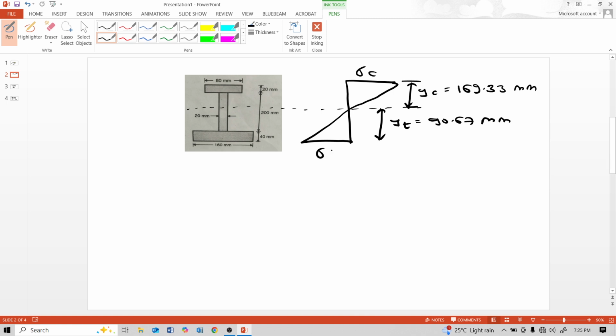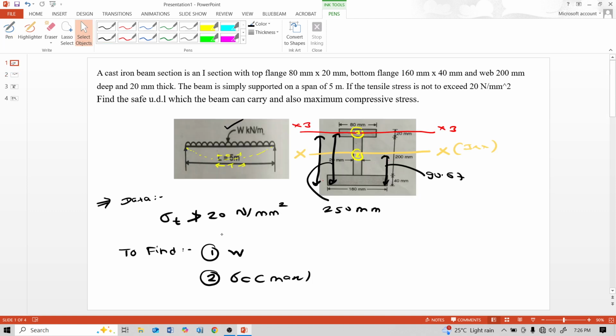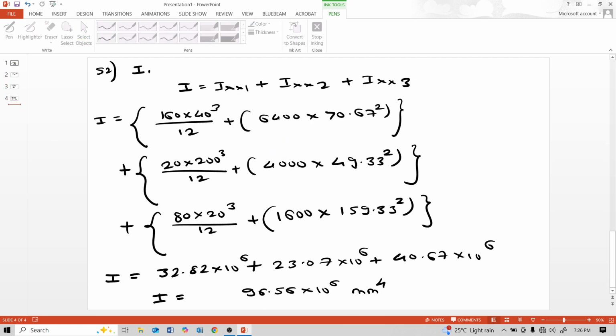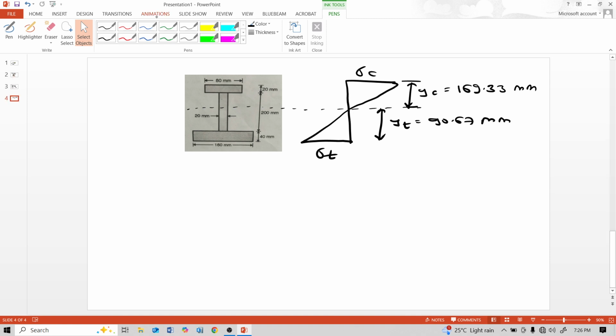Here sigma C and sigma T. We have to find W. For W, use the trace distribution diagram with the help of this diagram. Write sigma c upon sigma t, this parallel triangle equal triangle theorem.